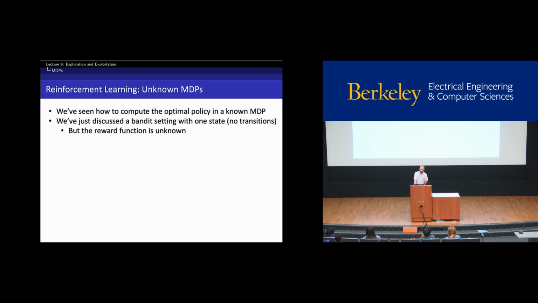Reinforcement learning regards when the reward function is unknown, and when we're in an MDP and we don't know the transition function or the reward function. So that's what we deal with next.